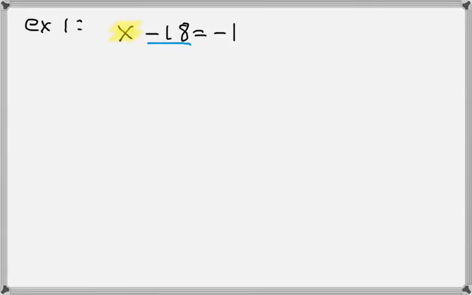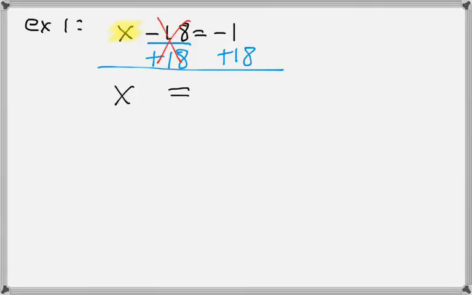To do that, we're going to do the opposite. So here we have a minus 18, so we would need to add 18 to both sides. When we do that, we still have our x, and we have a negative 18 plus an 18, which is going to equal 0, which cancels out. We have our equal sign, and we have a negative 1 plus an 18. So that is going to give us a 17.